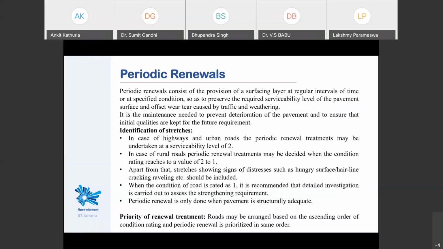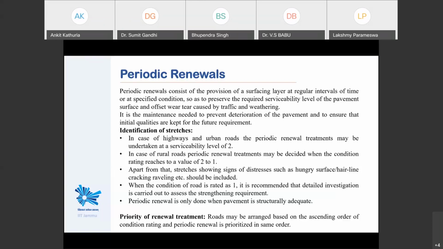The last part of the IRC 82 code is periodic renewals. Periodic renewal basically consists of providing a surfacing layer at regular intervals of time. So when do we provide this surfacing layer, or when is there a need for periodic renewal? The IRC clearly gives a couple of thumb rules for that, which I've listed in these points. In the case of highways and urban roads, the periodic renewal treatment may be undertaken at a serviceability level of 2. Serviceability level, to recall, was the level obtained from the roughness index and the skid number.